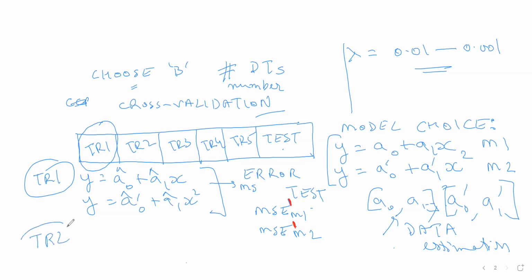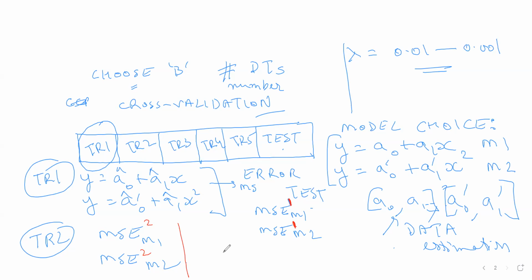Similarly, for the train data 2, I am going to get the MSE for model 1 and MSE for the model 2 for the second train data, right? Are you with me? Similarly, I am going to get this for the third train data, fourth train data, and fifth train data also, right?